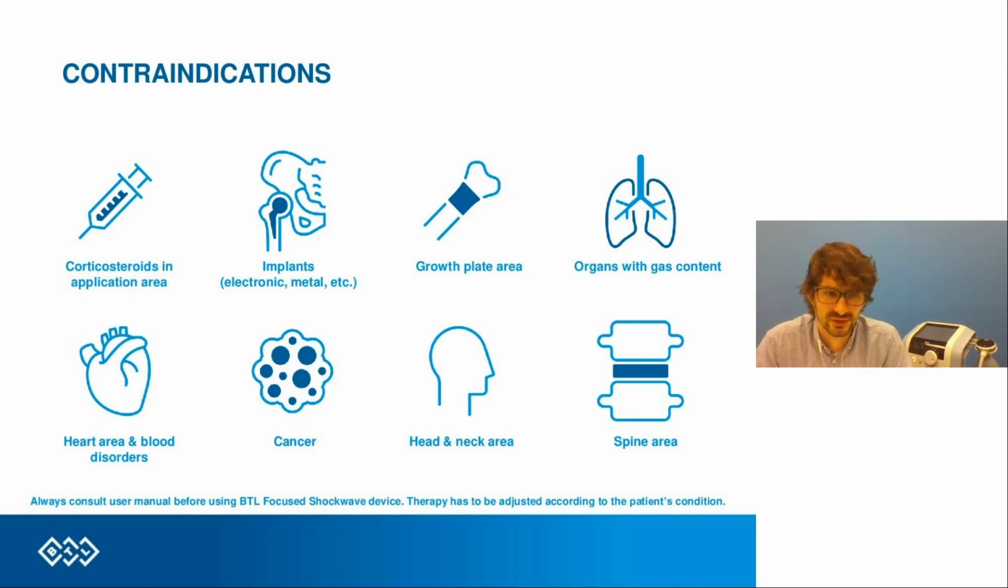Interesting chapter: contraindications. Let's go quickly through the main ones and understand why we should avoid using focused shockwave for certain areas. After corticosteroid injections in the application area, we don't recommend it for at least 6 weeks, because especially tendons might get fragile and there is a possibility of rupture. For implants, as I mentioned, it is a contraindication to apply it directly on the implants. If we are able to avoid these implants, it's possible, but it's definitely a contraindication to apply it right on the prosthesis, as you mentioned.